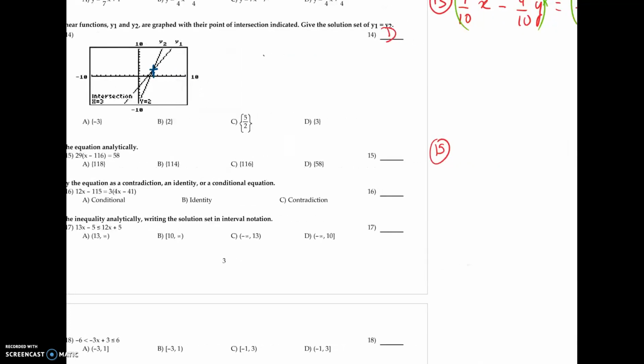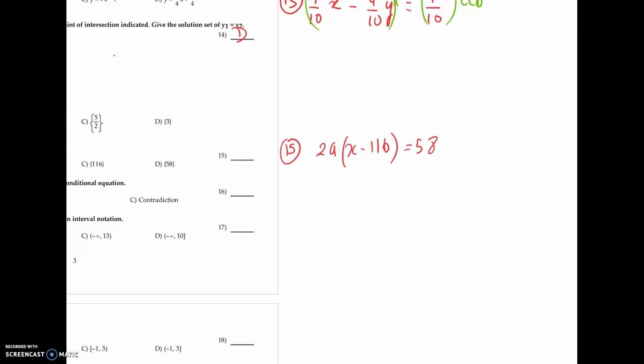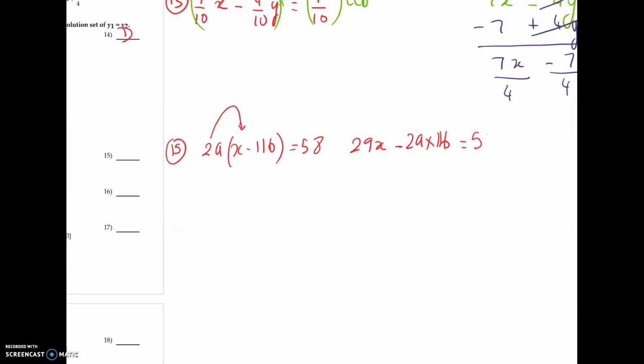29x minus 116, so 29(x minus 116) equal 58. Well, first you need to distribute, so we end up having 29x minus 29 multiplied by 116 equal 58. So let me take my calculator to do 29 multiplied by 116. So we end up having 29x equal minus 3,364 equal 58. Obviously, it's going to be 29x, and let me do that on the side, right there.